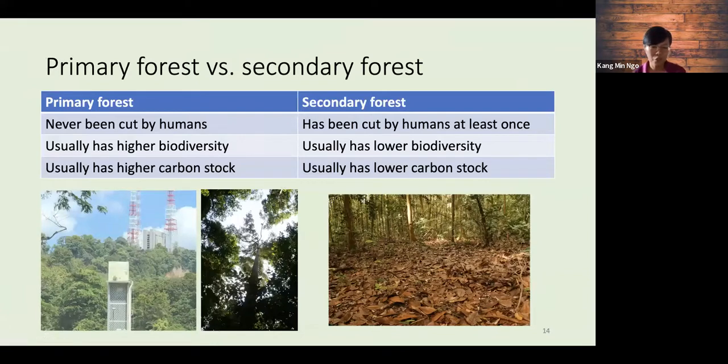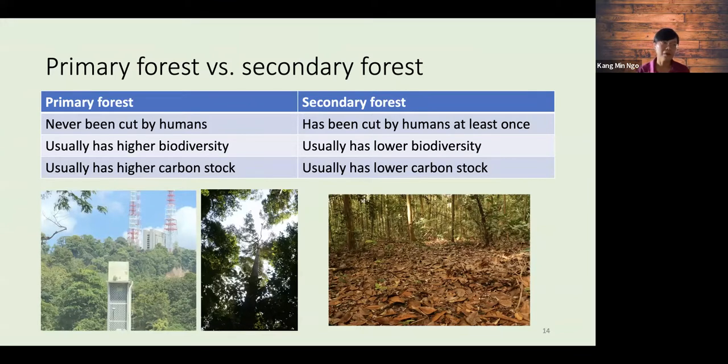Some terminology I want to go through before I show you some results from my research. We need to understand what is the difference between a primary forest and secondary forest. Primary forest, meaning primal forest, is forest that has never been cut by humans. It usually has higher diversity, meaning more species of plants and animals and fungus. And also it usually has higher carbon stock.